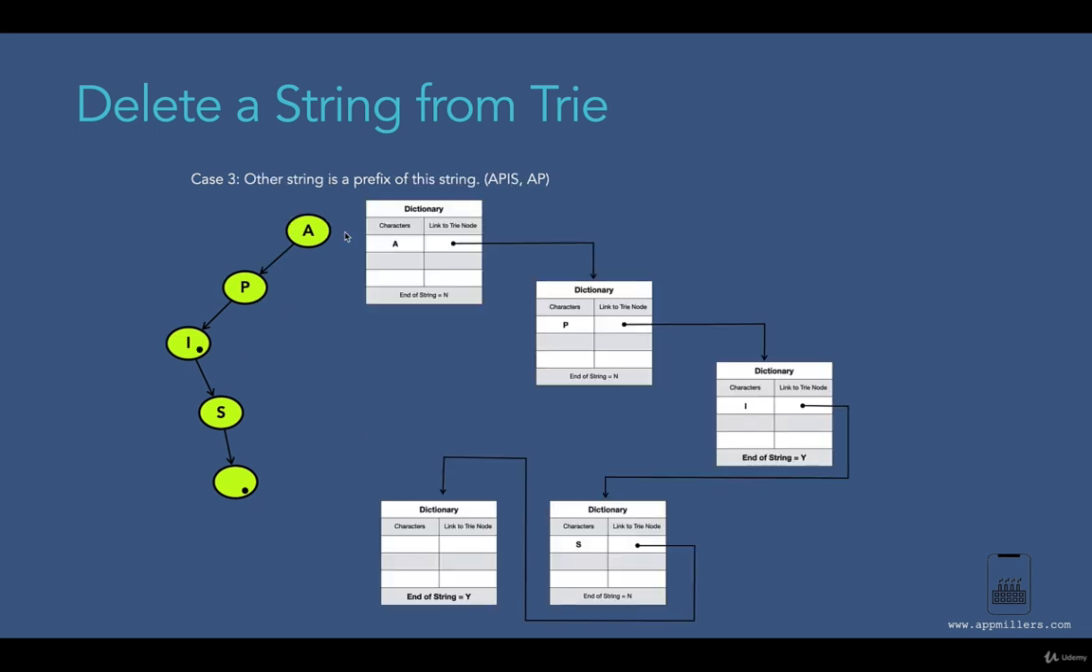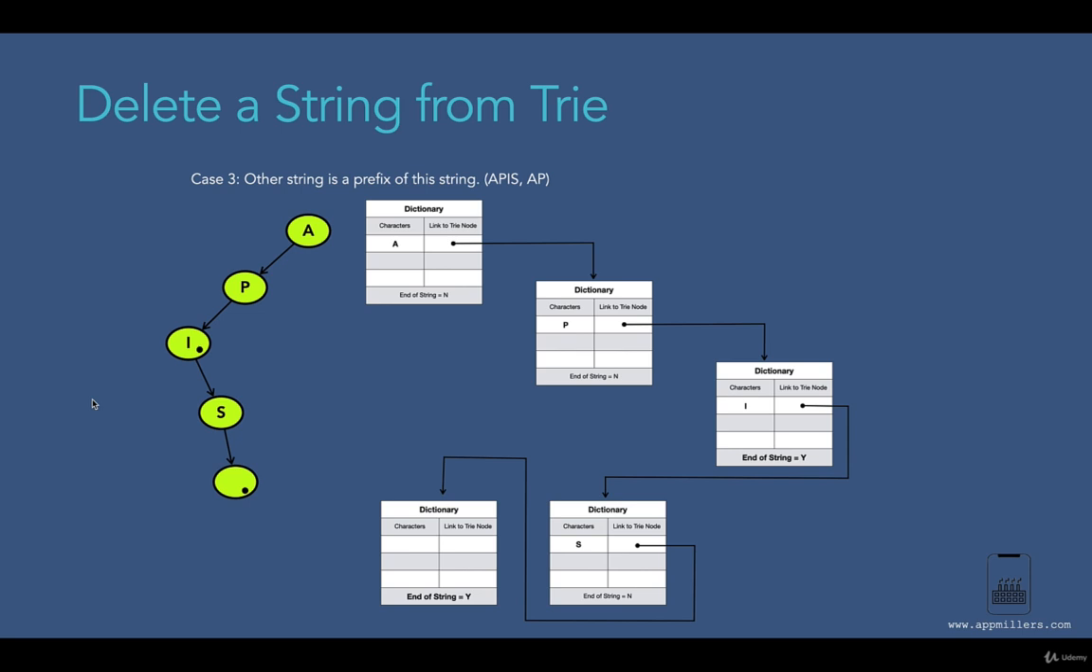In the third case, another string is a prefix of this string. Let's say we want to delete API-S from this trie. But here we can see that there is another string which acts as a prefix of this string. If we want to delete API-S, we see that there is API, which serves as a complete string here. So whenever we are deleting this API-S from here, we cannot delete the first 2 letters, because the first 2 letters serve as a complete string, because after P we see that we have end of string.